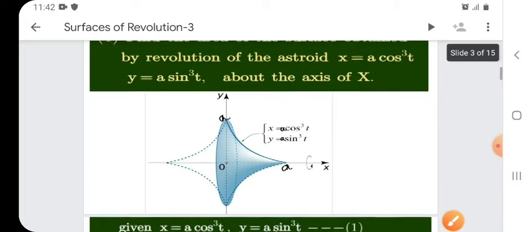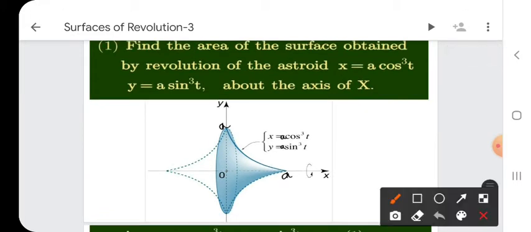See here, this is the graph of our given asteroid. This is a on the x-axis, this is also a, this is x equals a cos cube t, y equals a sin cube t. This pink line denotes our asteroid curve. This curve revolves about the x-axis, so we get this three-dimensional solid shape.